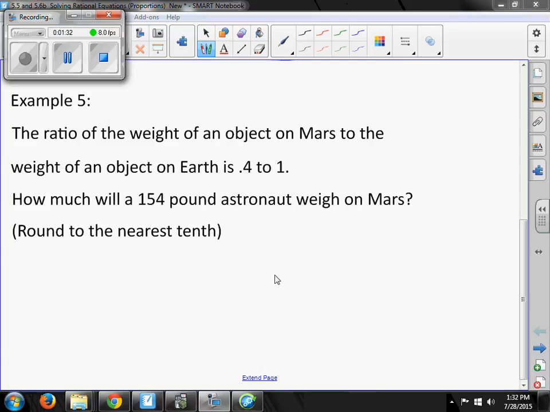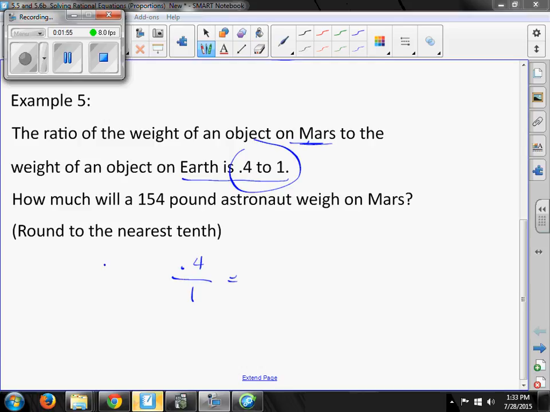Example 5, the ratio of the weight of an object on Mars to the weight of the object on Earth is 0.4 to 1. 0.4 to 1. There's my first ratio. I'm doing a proportion. How much will a 154-pound astronaut weigh on Mars?